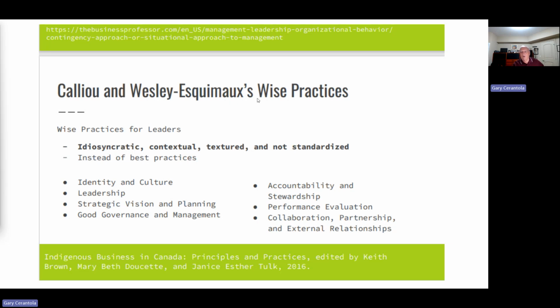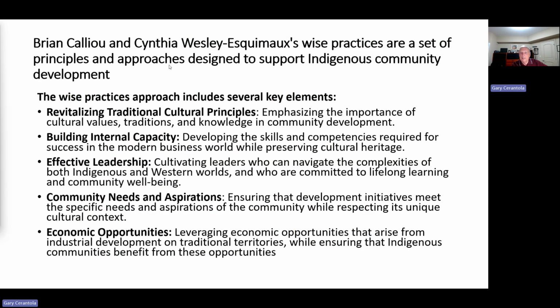Kelly and Wesley Eskimo, they're key in terms of First Nations and understanding what's going on. So that's a really good area to get some information around that piece, dealing with First Nation type people. And again, here's a little bit about it. They look at revitalizing traditional cultural principles. They talk about building internal capacity. By the way, all right, that's part of the balanced scorecard in terms of learning and growth. They talk about effective leadership, the community needs and aspirations and economic opportunities.